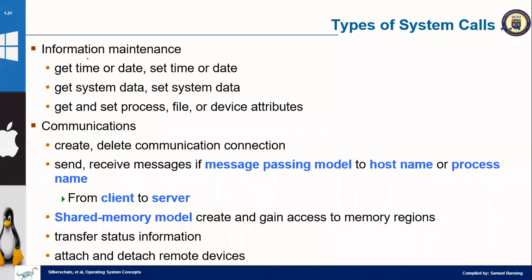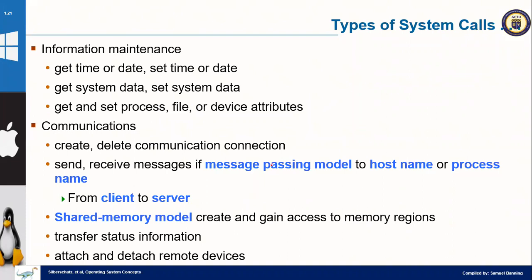Information maintenance. We can use system calls to get the time or the date, set the time or the date, get system data, set system data, and get and set process, file, or device attributes. In communication, we use system calls to create and delete communication channels, and send and receive messages.